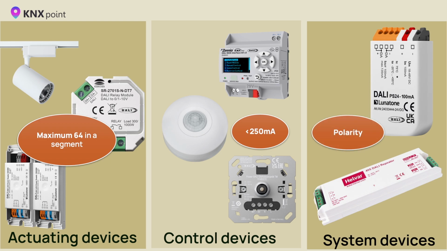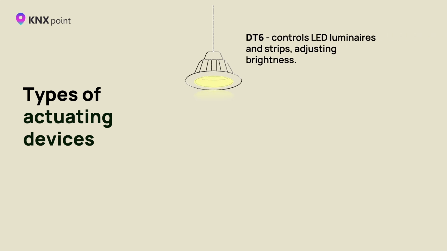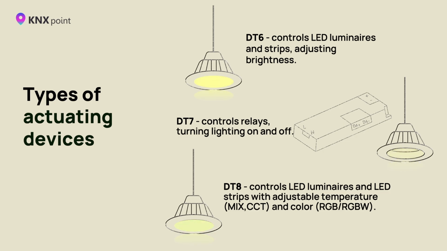The DALI standard provides several types of actuators, the most common of which are DT6, controls LED luminaires and strips, adjusting brightness. DT7, controls relays, turning lighting on and off. DT8, controls LED luminaires and LED strips with adjustable temperature and color. Each type has its own specific commands and configuration parameters according to the DALI standard.